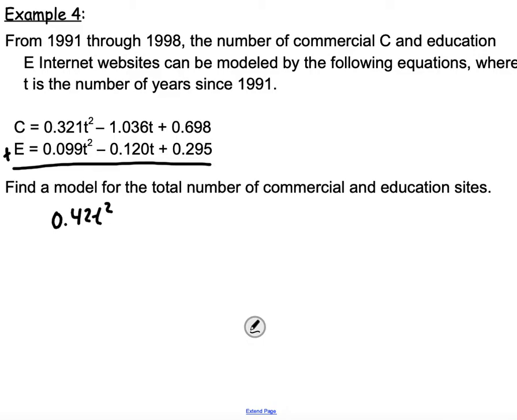And then I can take a negative 1.036t plus negative 0.120t and just add those two numbers together. So add the two negatives there together, and I get a negative 1.156, and then I'm going to write down the t. And then I'm supposed to add 0.698 plus 0.295, and I'm getting a 0.993.